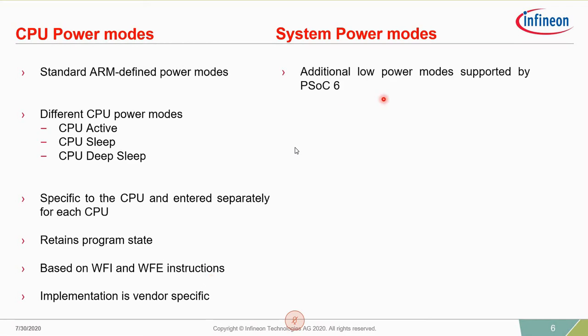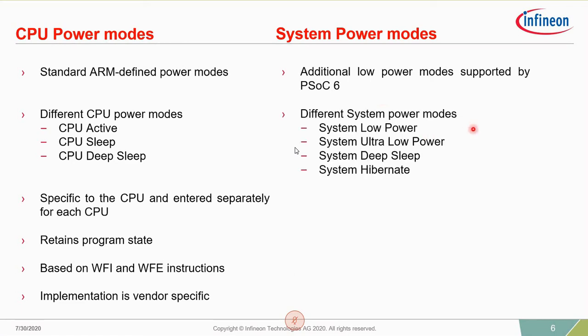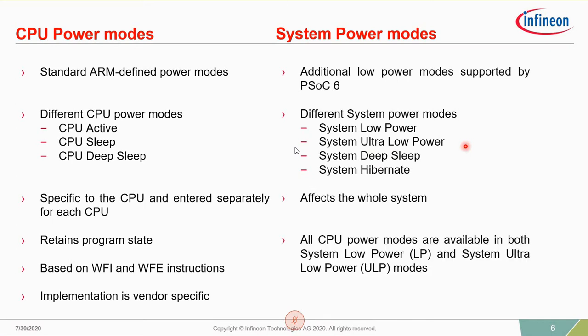Now moving on to system power modes. System power modes are additional low power modes supported by PSOC 6. The different system power modes are system low power, system ultra low power, system deep sleep, and hibernate. These system power modes affect the entire device, and all the CPU power modes that I discussed here are available in both system low power mode and system ultra low power mode.